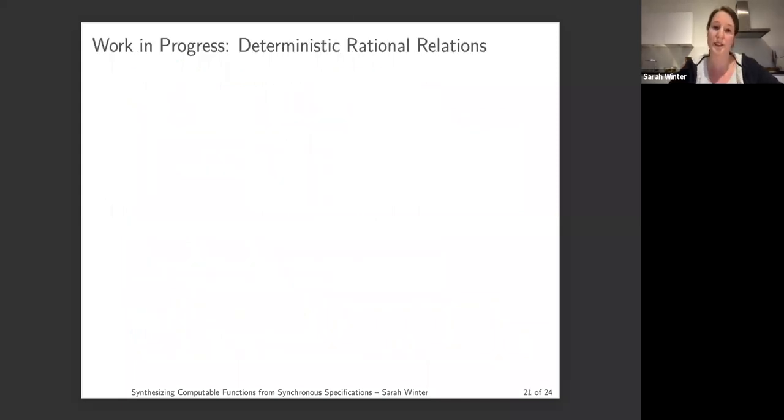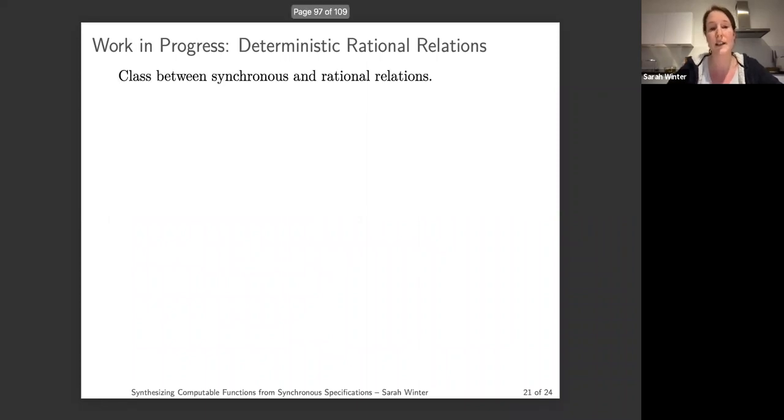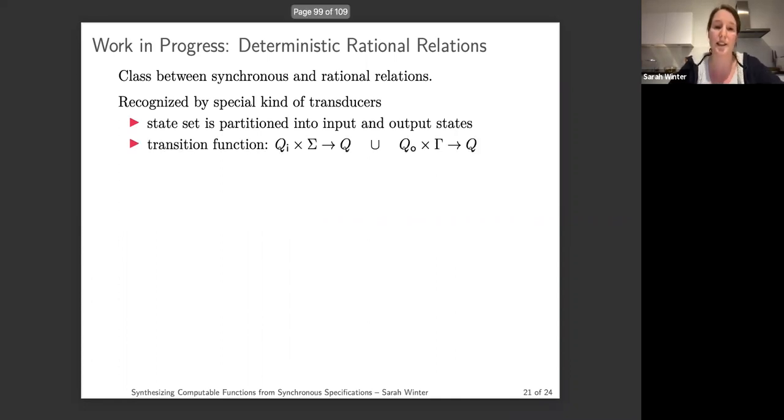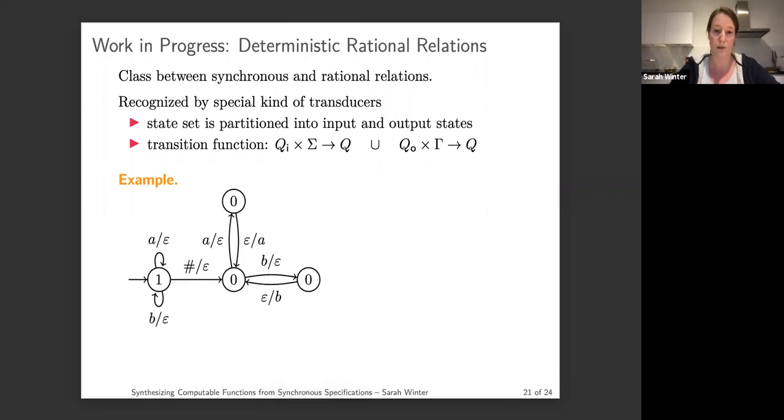Okay, then work in progress are deterministic rational relations. This is a class that lies between synchronous and rational relations. It's given by a special kind of transducers. There the state set is partitioned into input and output states, and the transition function is deterministic in the sense that for input states, one input symbol determines the target state, and for output states, one output symbol determines the next state. Okay, this is a simple example.